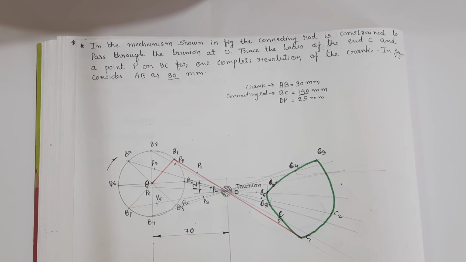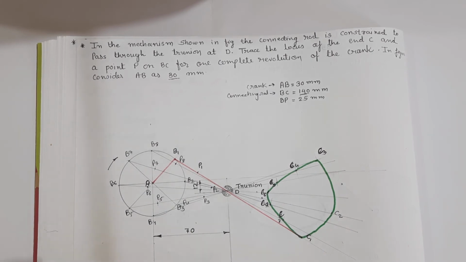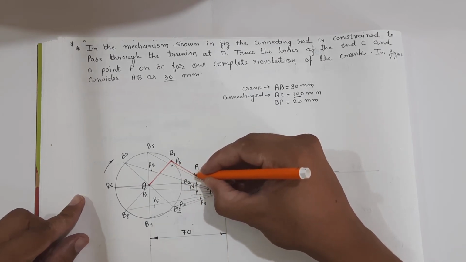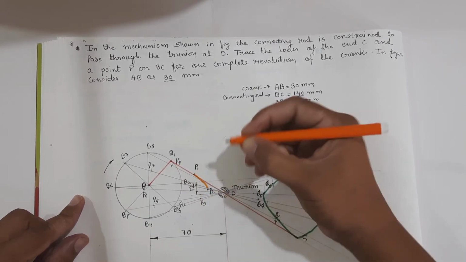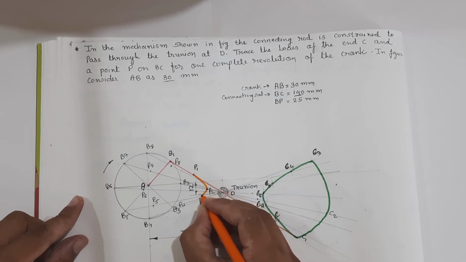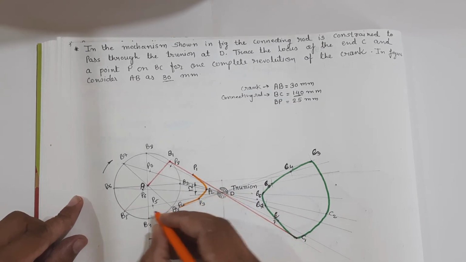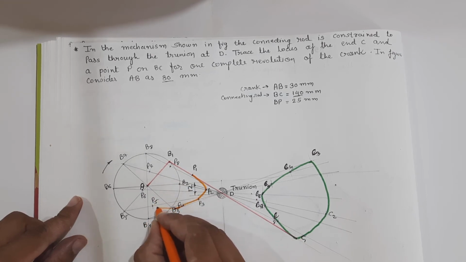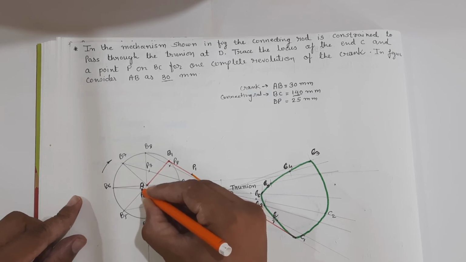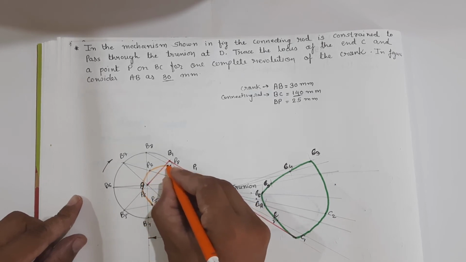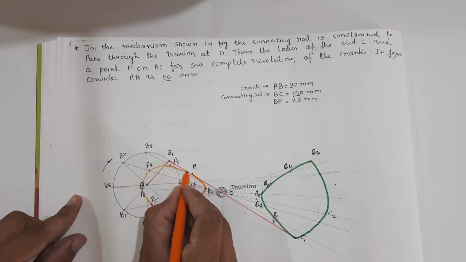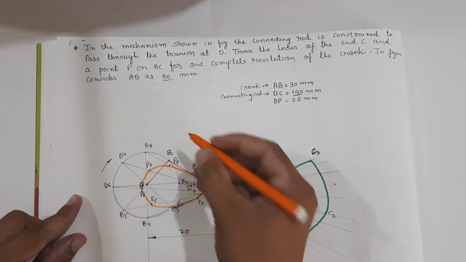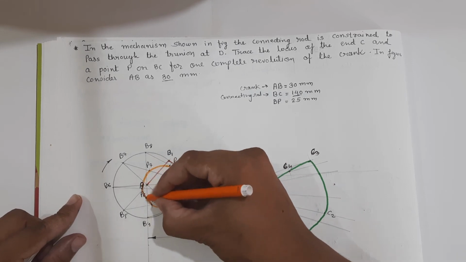Now draw the freehand curve passing through these points P1, P2, P3, P4, P5, P6, P7, P8, and P1. So this will be locus of point P.